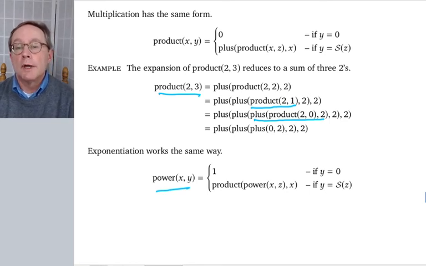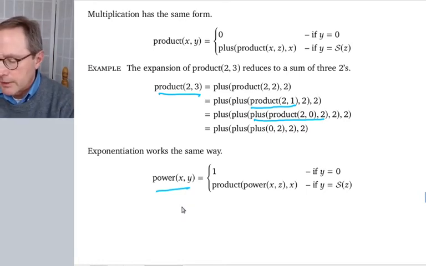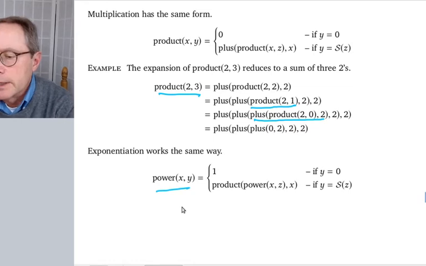Okay, so power is the product of the power of x and z, where z is 1 less, and x. Okay, let me rearrange my desk here back to what it was supposed to be and move on to the next slide.